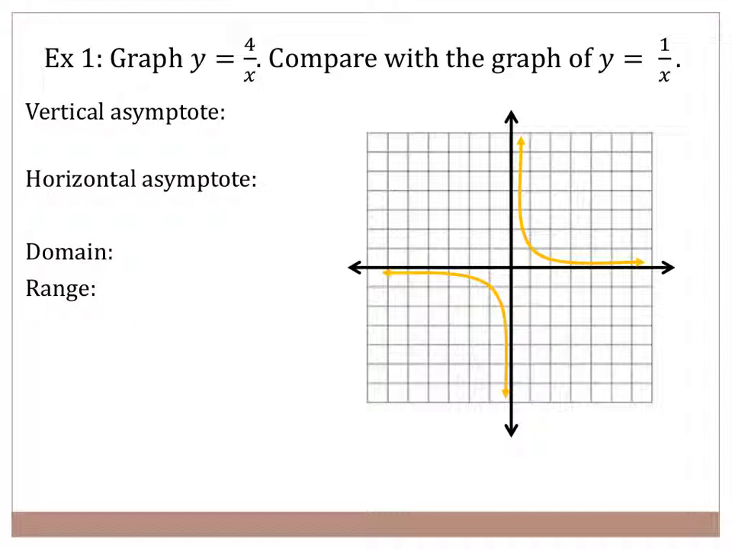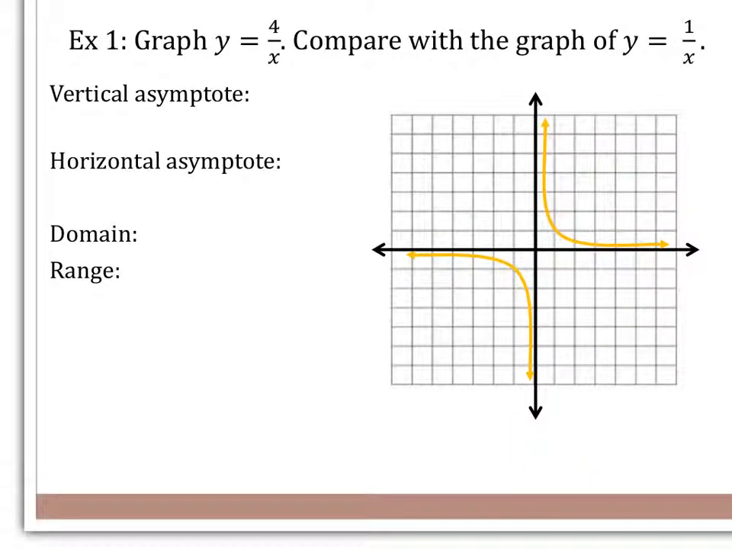Next we're going to graph 4 over x. I have already graphed the parent graph on here. Because we've only changed from 1 to 4, it's going to make it taller. Our vertical asymptote is the same, x equals 0. Horizontal asymptote is equal to 0 also. Your domain is all reals, x not equal to 0. Range, all reals, y not equal to 0.